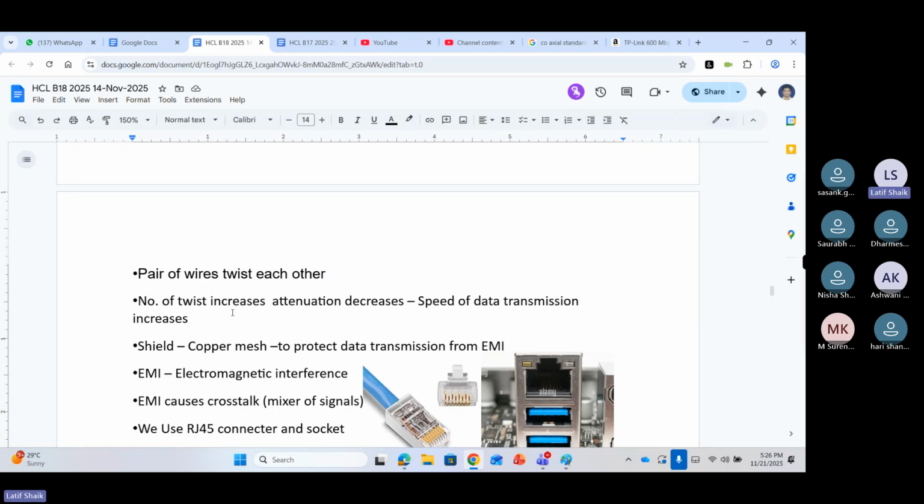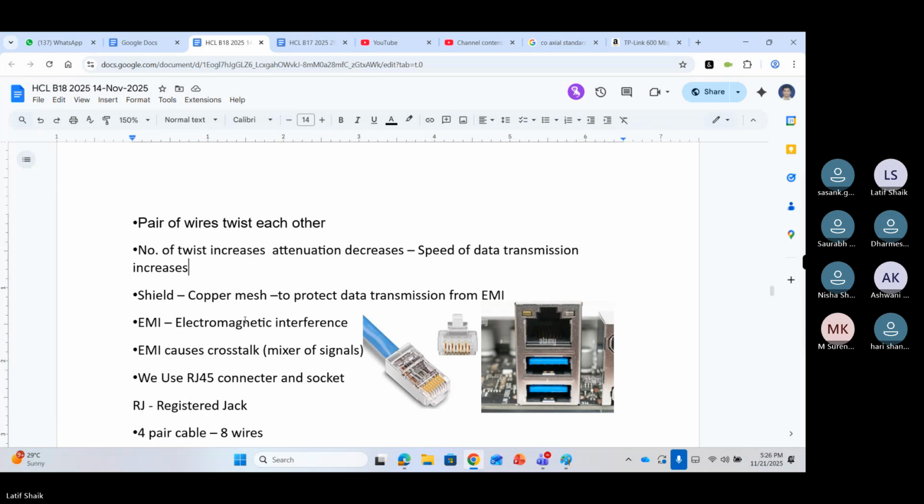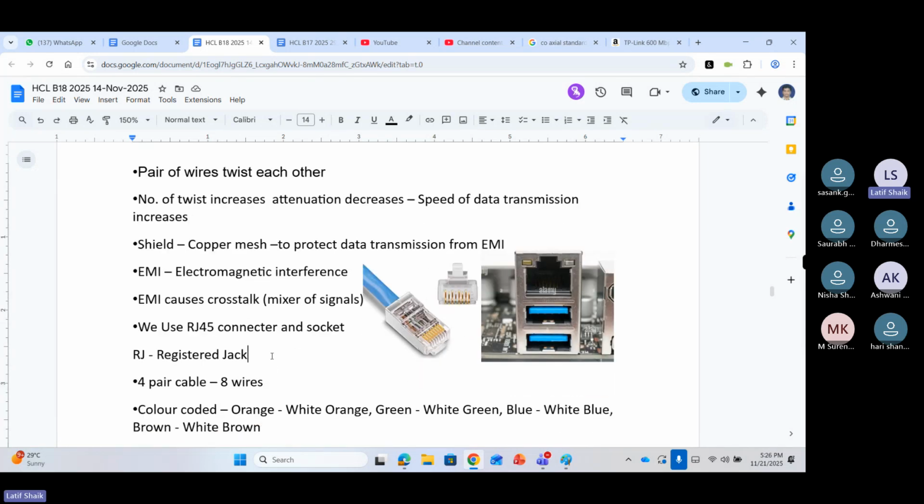By increasing the number of twists, the attenuation decreases. When attenuation decreases, the speed of data transmission increases. As we already discussed, the shielded twisted pair cable has a copper mesh to protect your signal from electromagnetic interference.